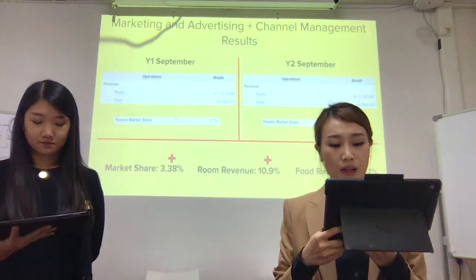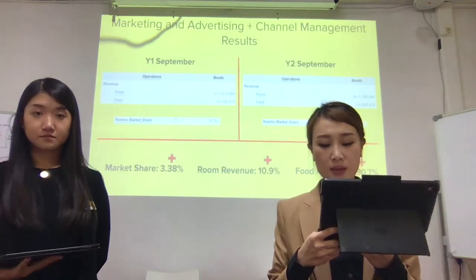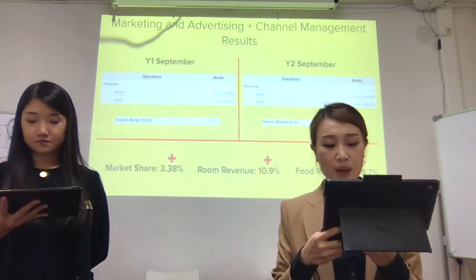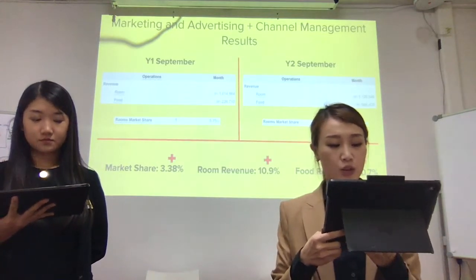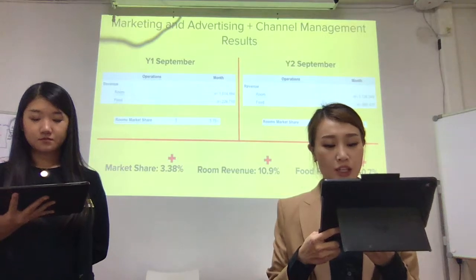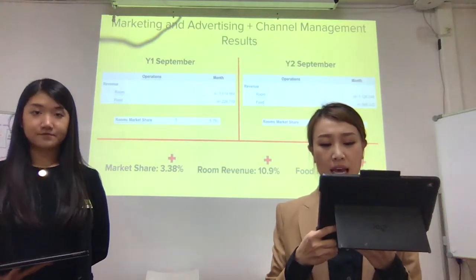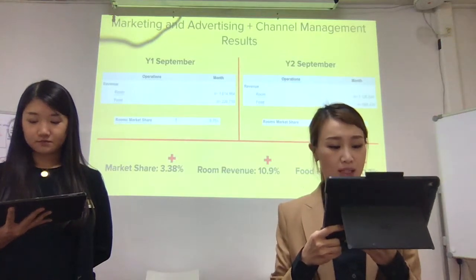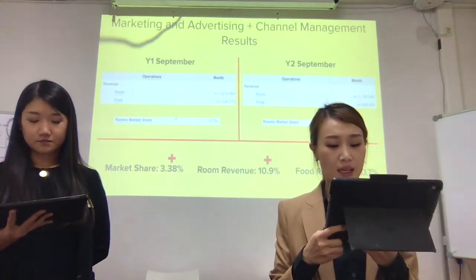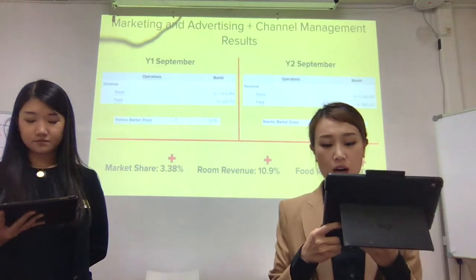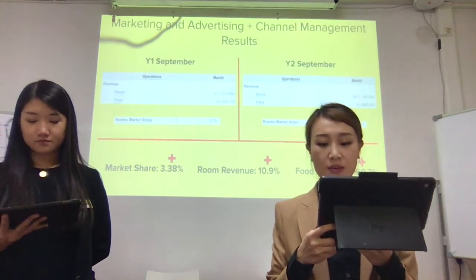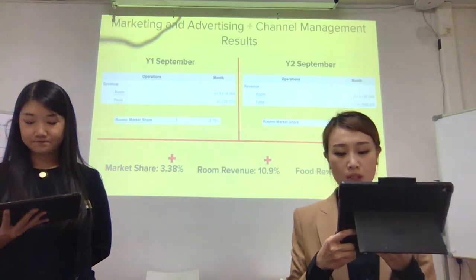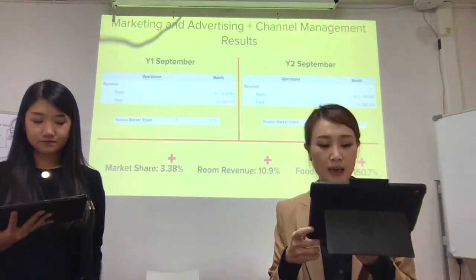And for the revenue and the market share, we have used September from year 1 and year 2 to make a comparison. By comparing the results of these 2 months, our market share has increased 3.38%, room revenue increased 10.9%, and our food revenue has increased the most, by 150.7%. Therefore, we can see that our hard advertising effort helped our hotel to achieve our goal successfully.